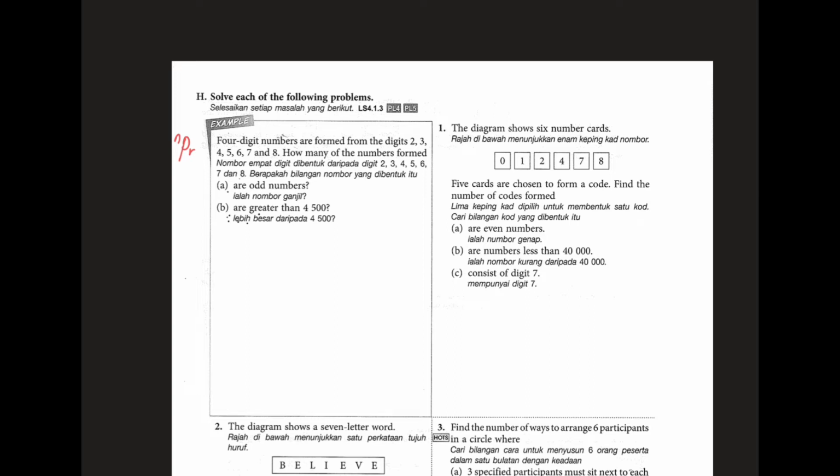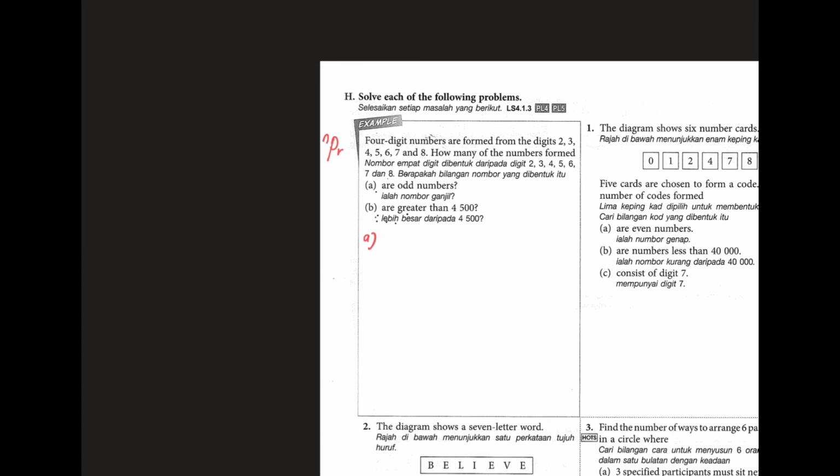How many of the numbers formed are odd numbers? Oh, there is another condition there. Must be odd numbers. Okay, so this one I explain in this way. A number is odd. For example, 21 is odd because the last digit is odd. Again, 103 is odd because the last digit is odd. 4445 is odd because the last digit is odd. So from here you have to get the idea. A number is odd if the last digit is odd.